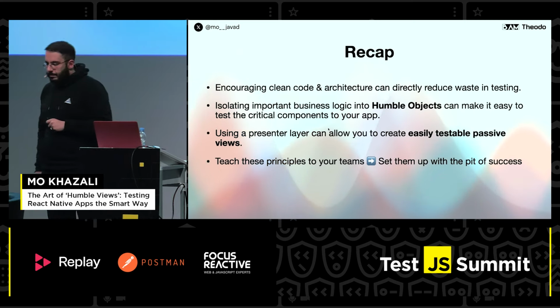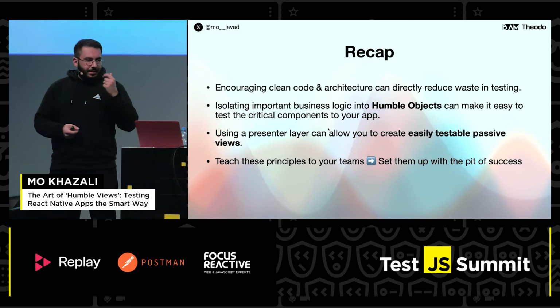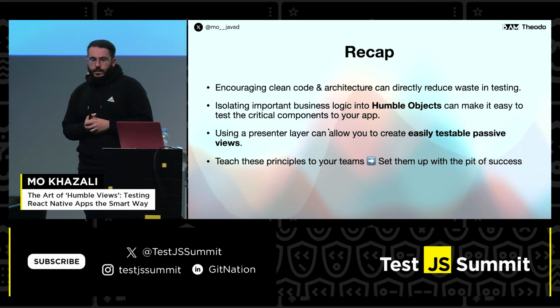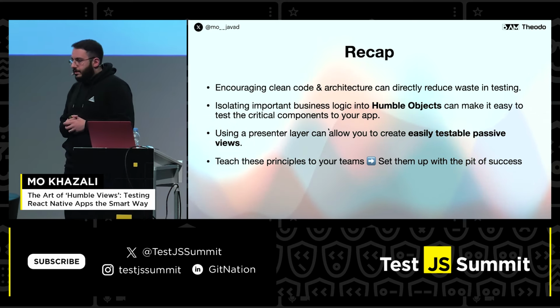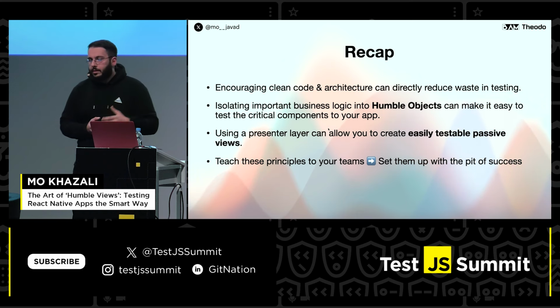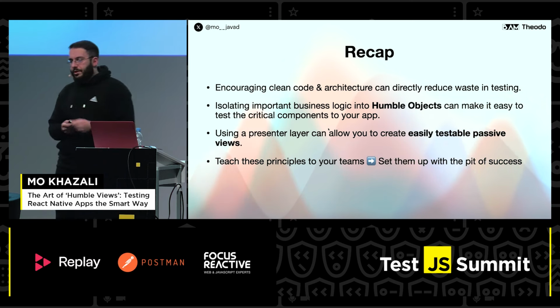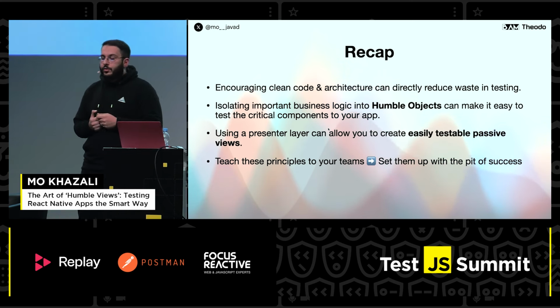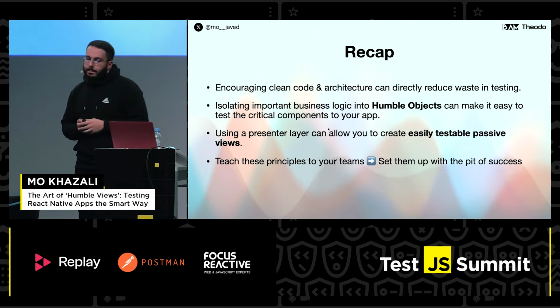Great, so let's do a recap, and my time is over. The four main points are, firstly, you want to encourage clean code and architecture, and it can really help you reduce the waste in your testing, along with all of the benefits that it gives you in terms of your code-based organization and scalability. If you isolate important business logic into humble objects, you can make it very easy to test the critical components to your app very quickly.